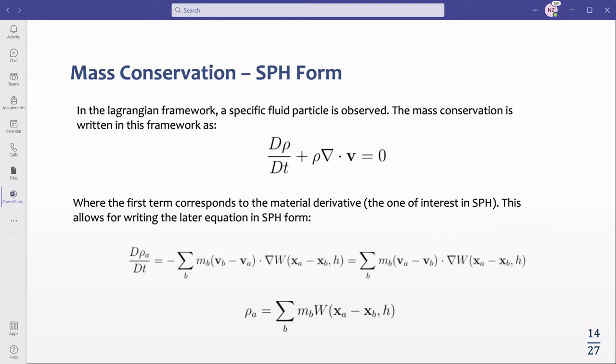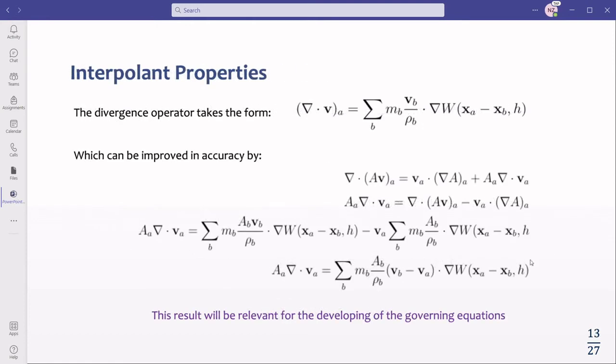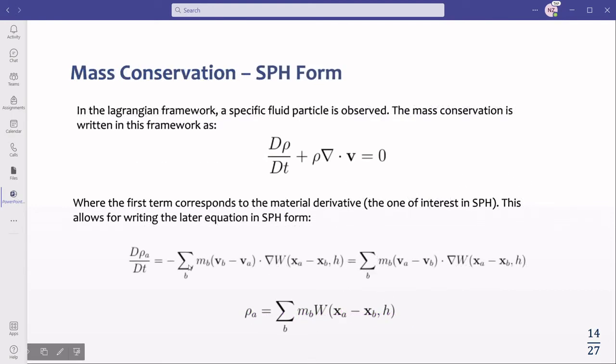Then the derivative we have here is the evolution of each particle in time, and then we replace our divergence operator by the expression we had before. As we have the density as our variable A, this cancels out, and we only have here the mass of the particle b. I hope this is being clear.